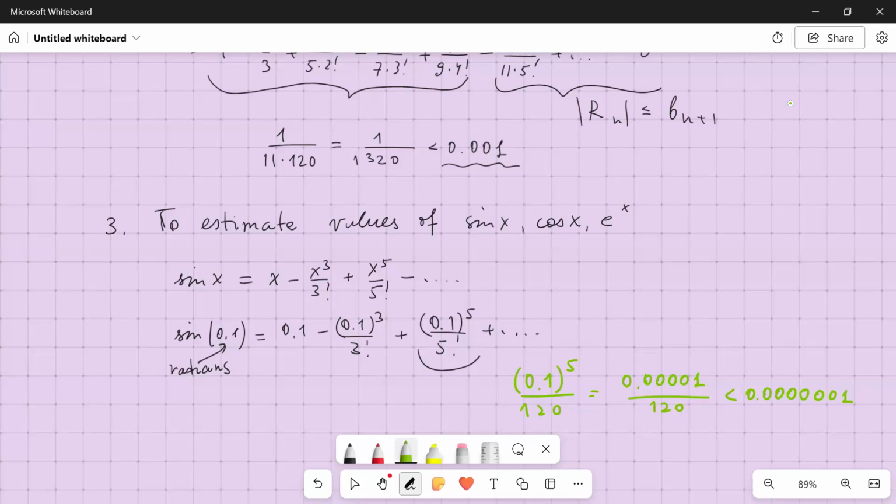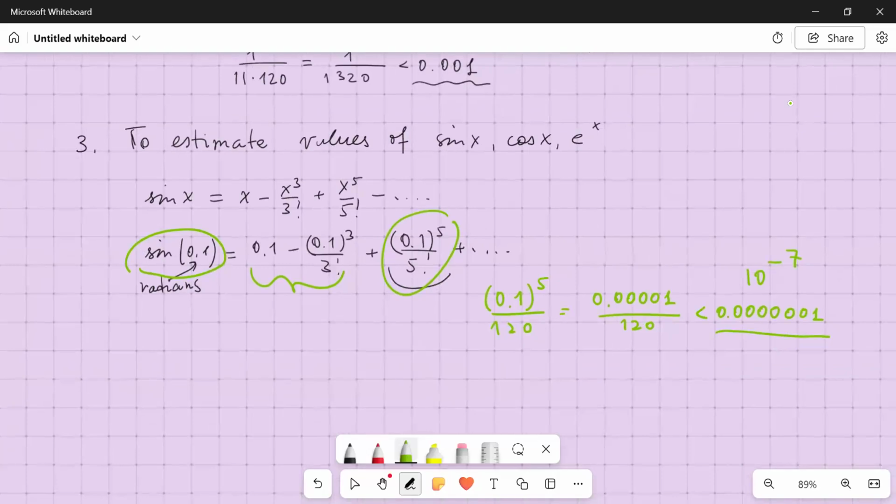No, that's correct. So if I drop these terms, the sum of only these two terms is going to give me the value of this sine with this accuracy. This is 10 to the negative 7. Wow. Your calculator is not going to give you better accuracy. And it's very easy to add these terms, right?